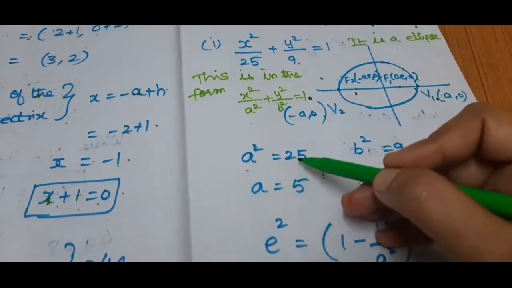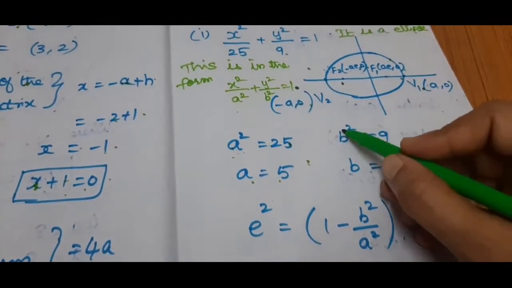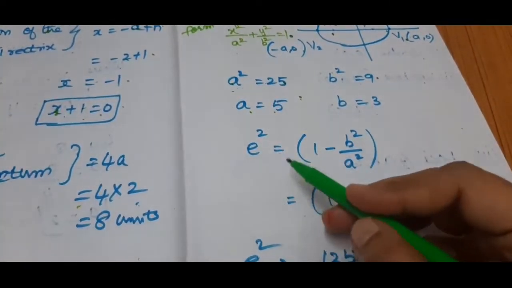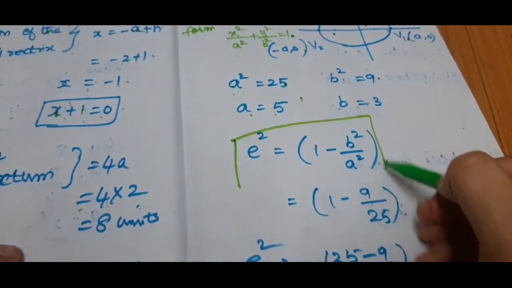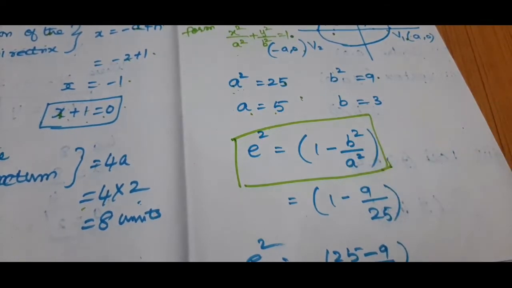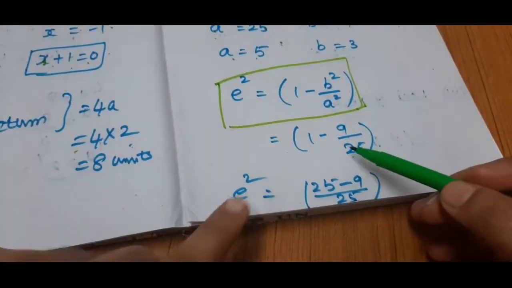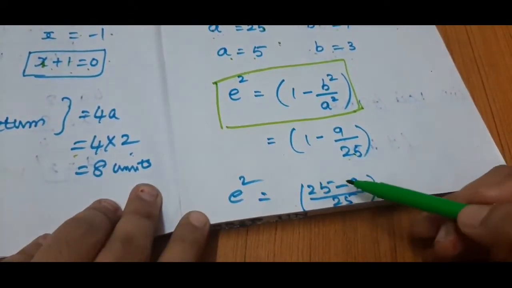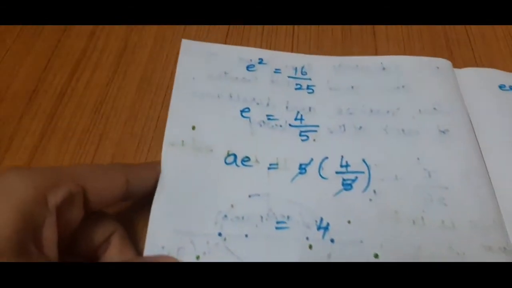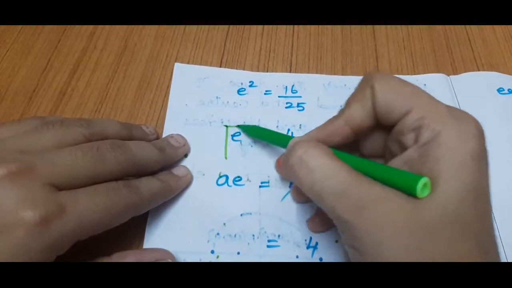In the place of a square you have 25, therefore a is equal to 5. In the place of b square you have 9, so b is equal to 3. The e square value we can find out by this formula: e square is equal to 1 minus b square by a square, that is 1 minus 9 by 25. I can take 25 as LCM, 25 minus 9 by 25. So e square is equal to 16 by 25. Therefore e is equal to 4 by 5.